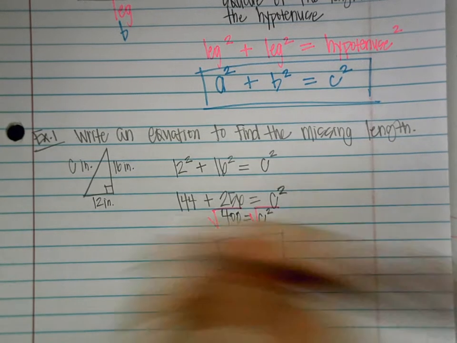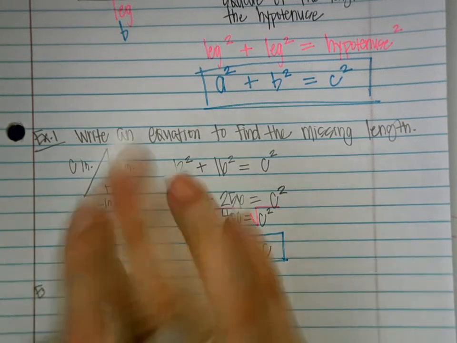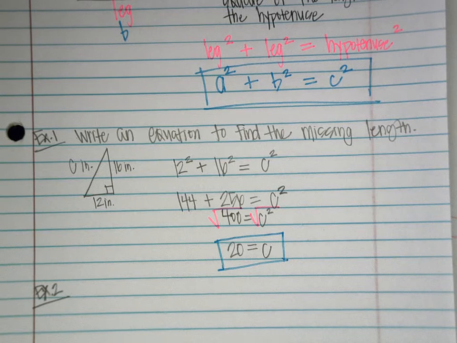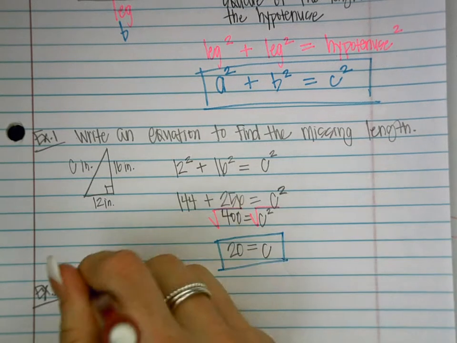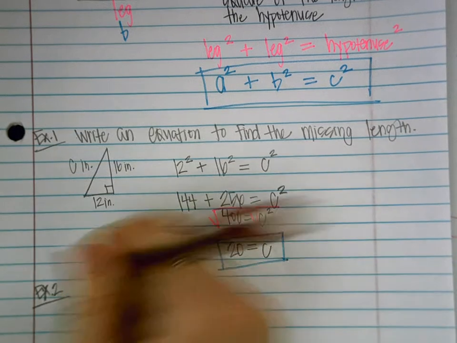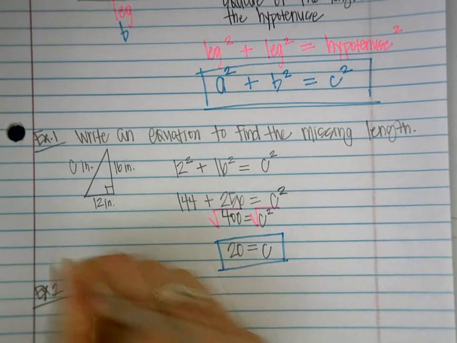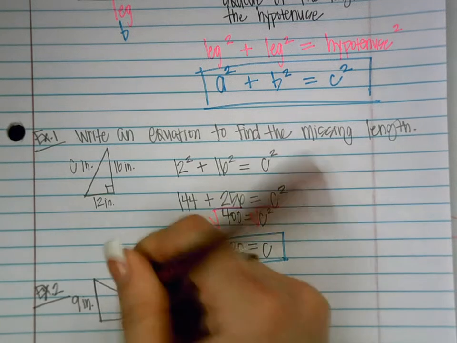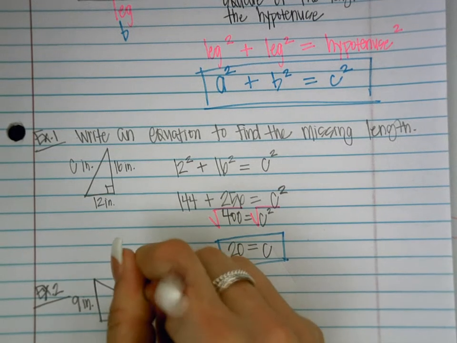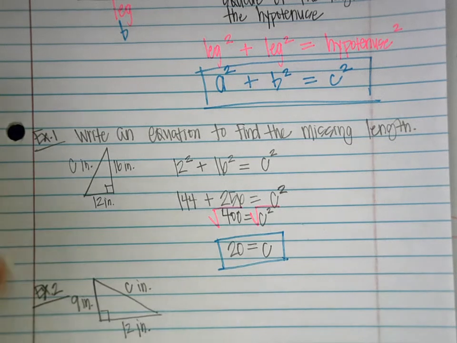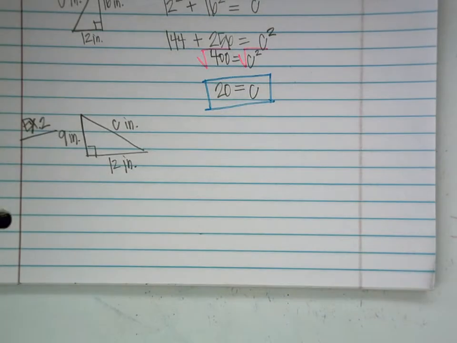Okay, let's try another one. Number 2. We're going to do the same thing. I'm going to give you another triangle. And this time I'm going to tell you that this one is 9 inches. This side is 12 inches. And this is C inches. I want you to do the exact same thing. I want you to find the missing length. So this time we have side lengths of 9 and 12.